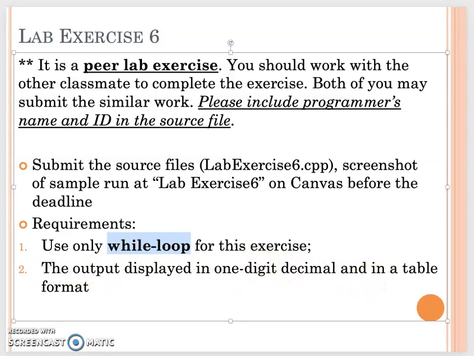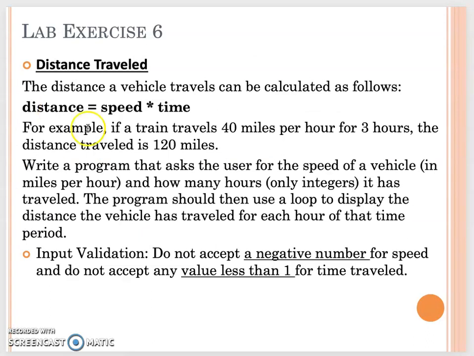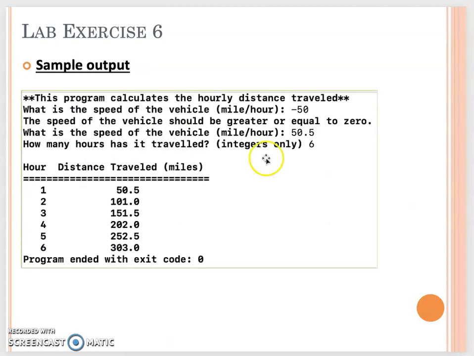In order to practice how to use the while loop, we have a couple of requirements in this assignment. We want you to use the while loop. So let's see what we will do in lab exercise 6. In lab exercise 6, the application is the distance traveled. Let me show you the output first. The sample output looks like this.